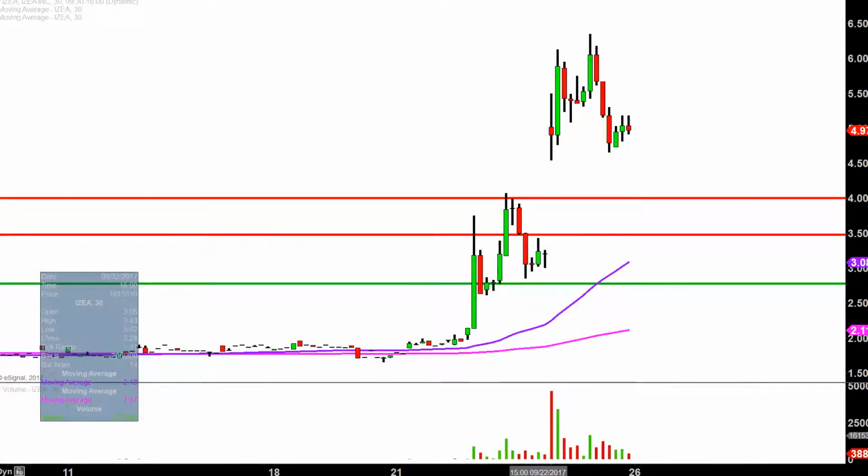Real quick, what do I mean by 30-minute, in case maybe you're new to charts? Instead of each one of these candlesticks here representing one day's worth of price action, which is what you would normally see, each one represents 30 minutes. So all this here may look like several days' worth of time, but it's actually just today's price action broken down into 30-minute time slices.